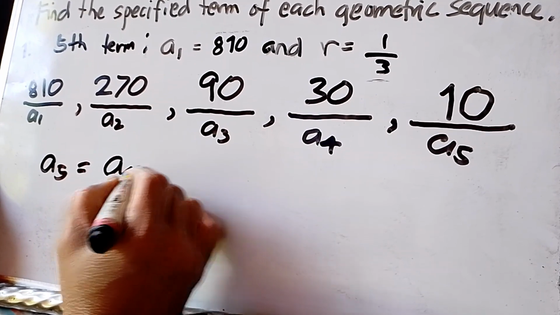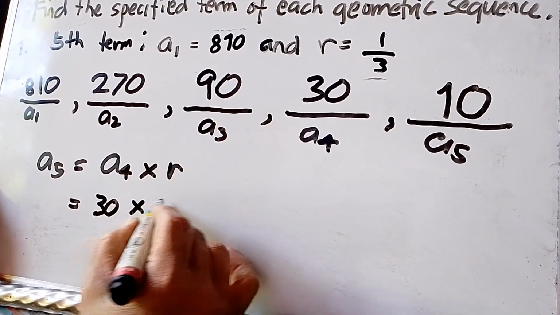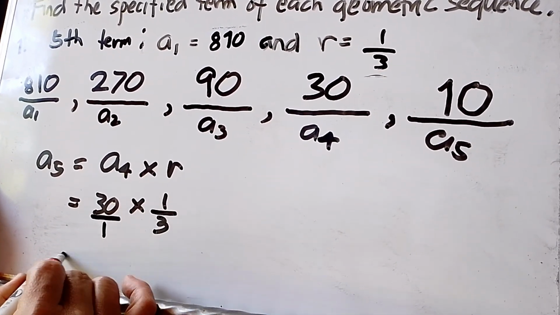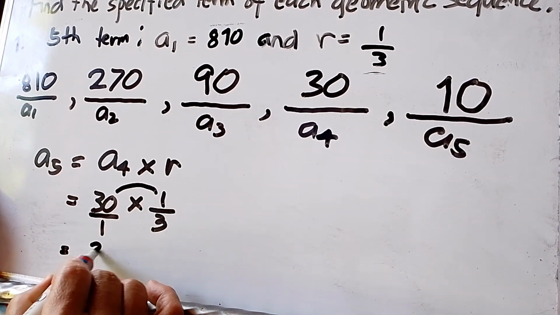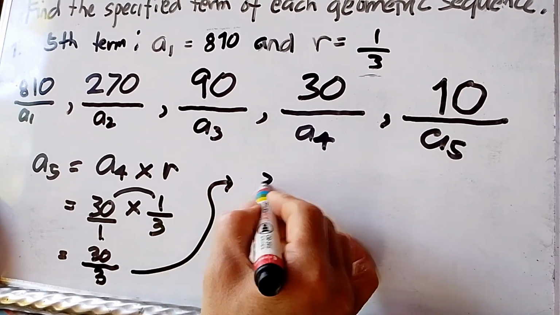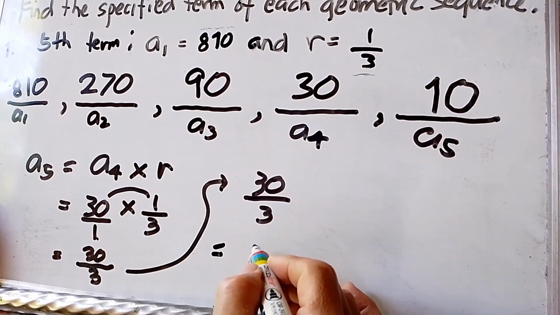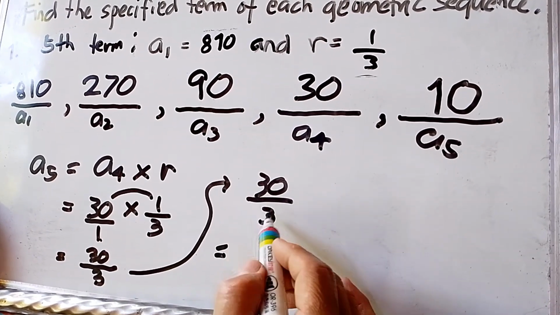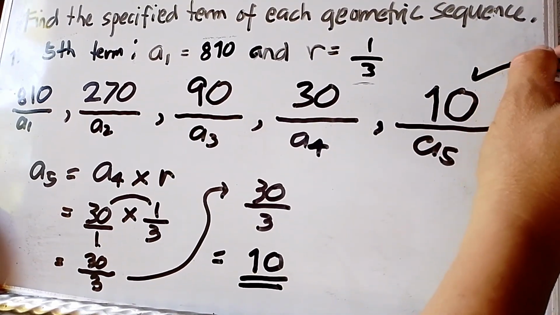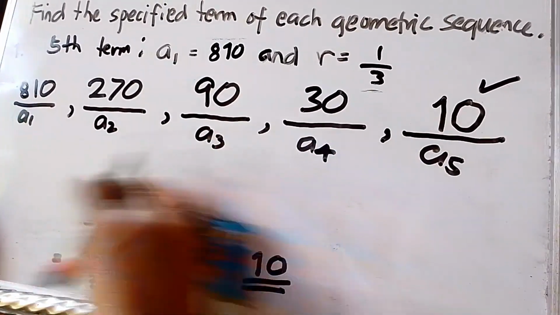So a sub 4 times r. My a sub 4 is 30 times 1/3, which is the common ratio. This will be over 1, and then multiply numerators. This will be 30, and then 1 times 3 is 3. So 30 over 3. By using mental math, 30 divided by 3 is 10. So this is correct. My a sub 5 is equal to 10. So that's correct. Now let's go to number 2.